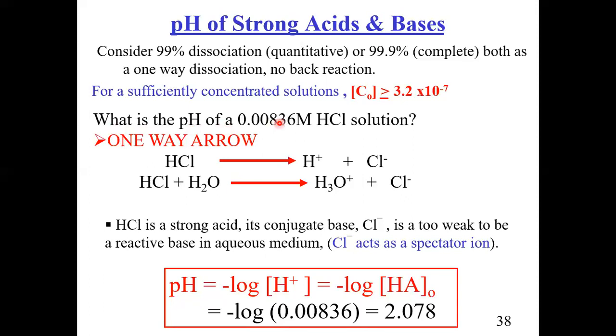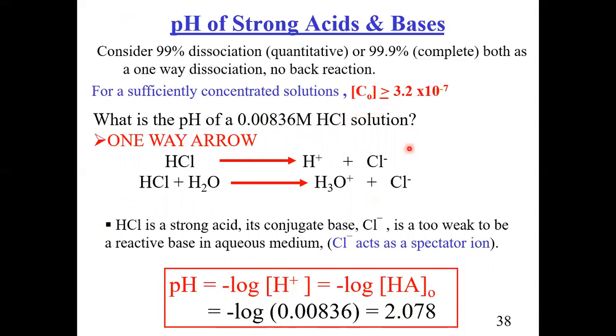So if my concentration of acid is 0.00836 molar, what's the pH of this acid? Well, I just use this equation. Of course, this has limitations, okay? And we're going to talk about these limitations later on.